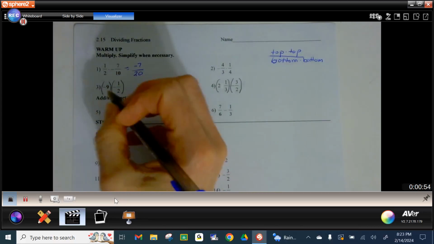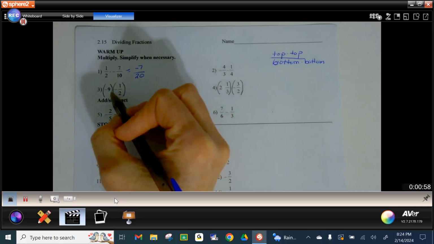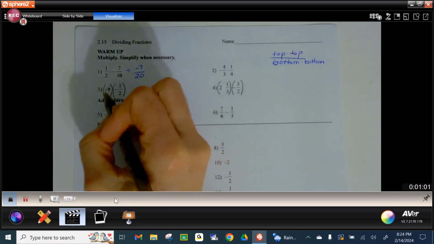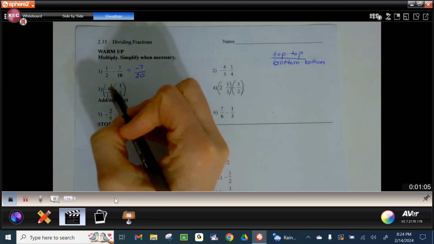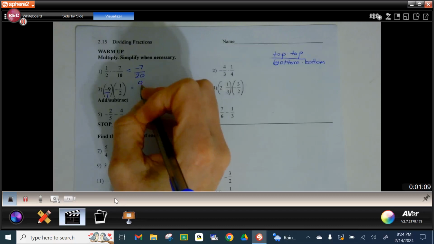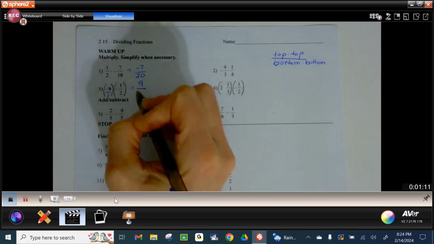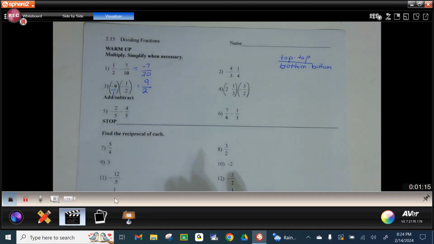And if you don't have a top and a bottom, then you have to change it so that you have a top and a bottom. So this is negative 9 times negative 1/2. So we put this over 1. Now we have a top times the top, a negative 9 times a negative 1, that's a positive 9. Then we have a 1 times a 2, and that's a 2. Okay, so top times top, bottom times bottom.